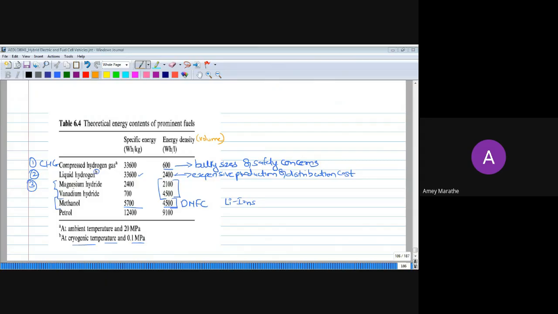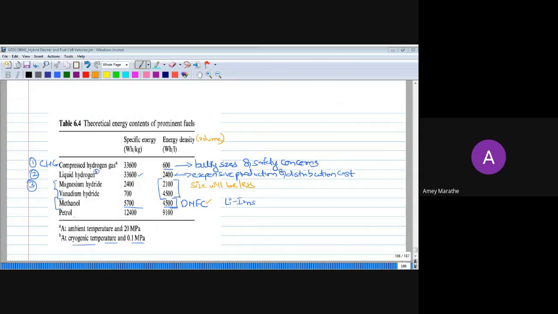The third type is reacting it with metals, such as magnesium hydride and vanadium hydride. You are not getting that much specific energy, but you are getting some, and the energy density is very good. So the size will be less, but then it will have some different problems. Similarly, if you are able to convert direct methanol into hydrogen, then even here you are getting a good amount of specific energy as well as good energy density. That is why I am saying a lot of R&D is going on into this particular technology.